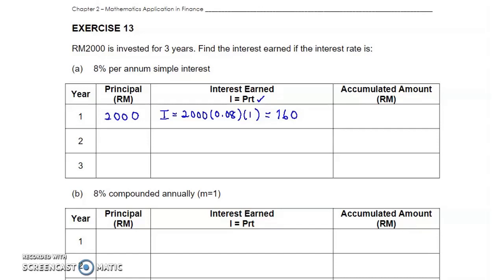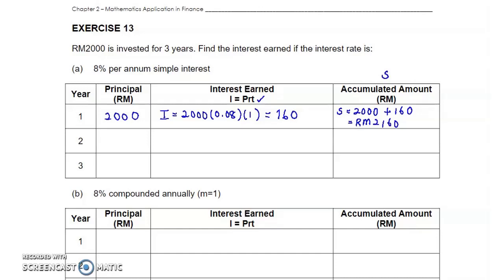Okay, accumulated amount, so this is value S, or simple amount. So just now we invest 2000. After 1 year, we will earn interest of 160 ringgit. So S equal to principal 2000 plus interest earned for 1 year. So after 1 year, we will get 2160 ringgit.